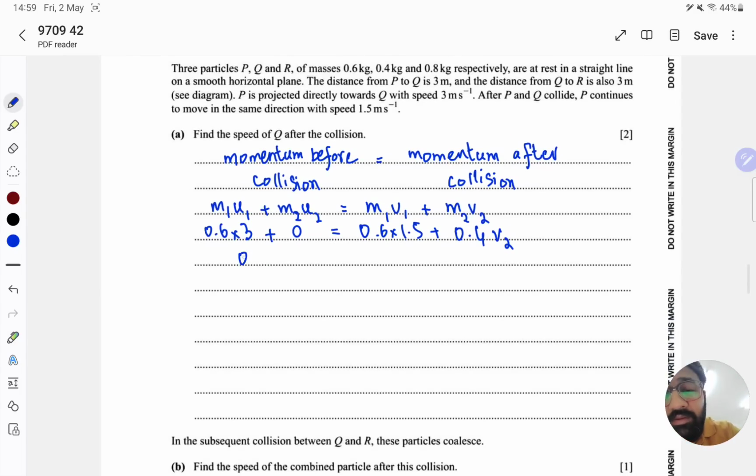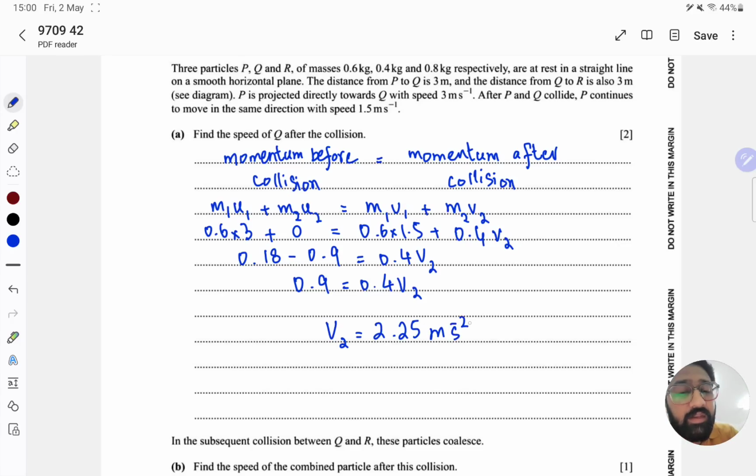So it's 0.18 minus 0.6 into 1.5. It's minus 0.9 equals 0.4 v2. So it will be 0.9 equals 0.4 v2. So 0.9 divided by 0.4 will be the speed with which the object Q will move after collision, which is 2.25 meter per second.